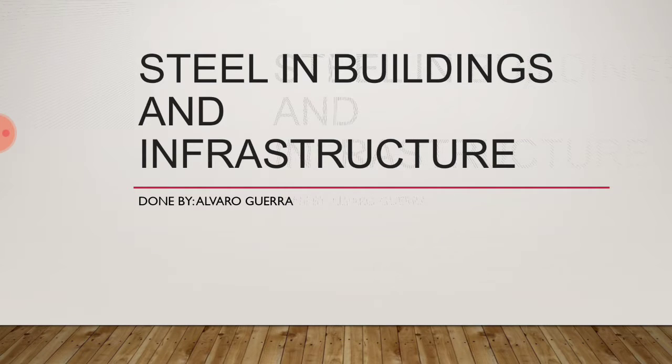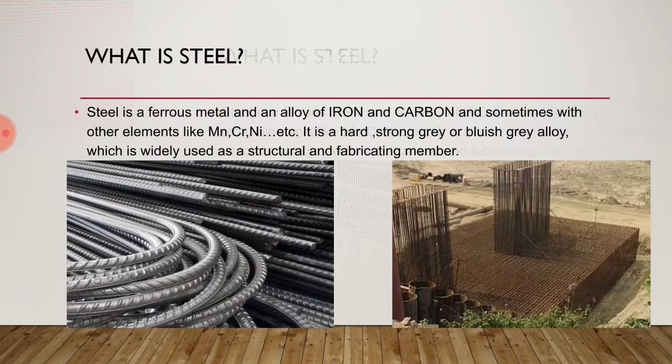First of all, what is steel? Well, steel is basically a ferrous metal. Ferrous meaning it contains iron, and as mentioned it is an alloy of iron and carbon, and sometimes with other elements like manganese, chromium and nickel.